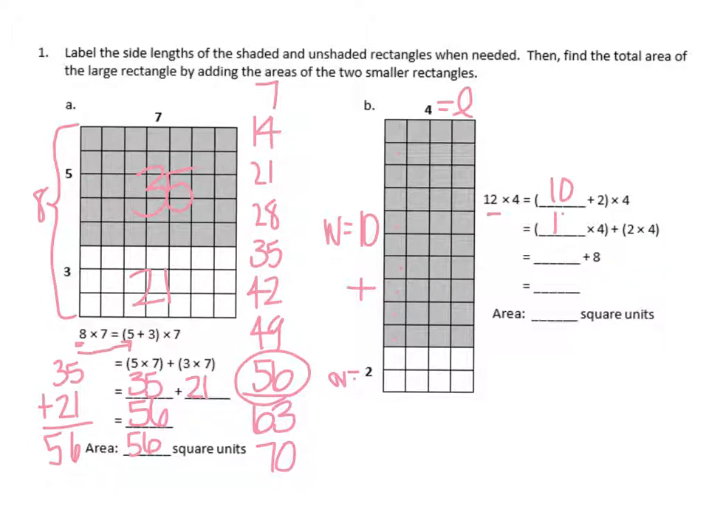So now I'm going to take a look at the shaded part. So I have 10 is my width and 4 is the length. So 10 times 4 is equal to 40. Then I would take a look at the unshaded part, which would be 2 times 4. And you see they gave us that, which we know is 8. So now what I need to do is add the shaded part, which we got as 40, and then the unshaded part, which is 8. So 40 plus 8 is equal to 48.